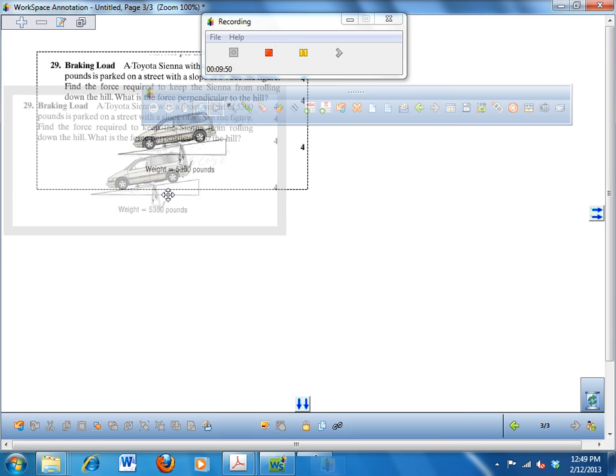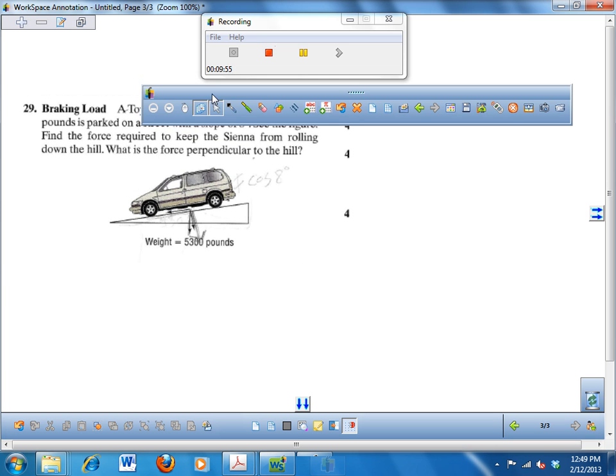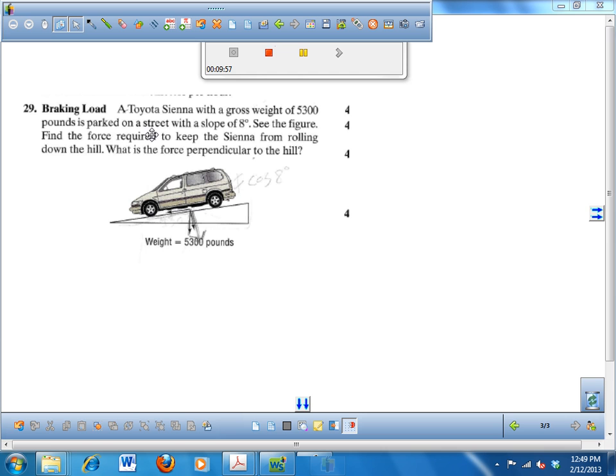Okay, so we're going to do the truck on the hill problem. What they want you to do with this one is write this as a decomposition of two vectors, which can be a real pain in the neck. There's an easy way to do it, just using right triangle trig. So it says a Toyota Sienna with a gross weight of 5,300 pounds is parked on a street in Boston with a slope of 8 degrees.